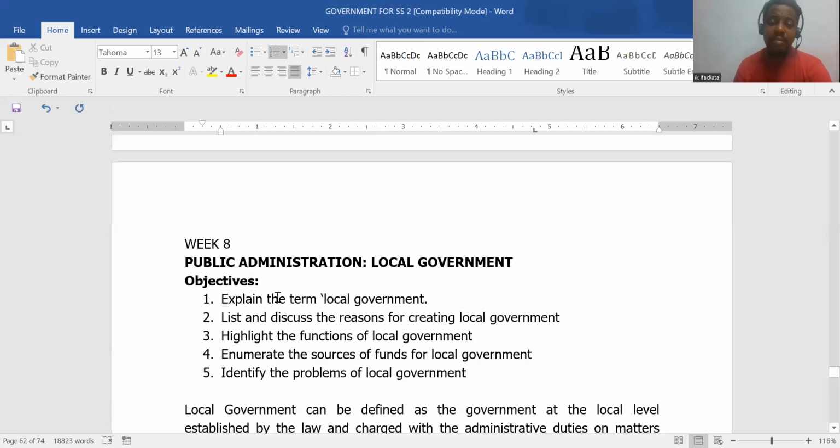We looked at the term local government, what it means. We saw the reasons for creating local government. We saw their functions. We saw where local government gets their funds from. And then some of the challenges that face local government. Remember, whenever I give us challenges, can you propose solutions to these challenges? Do you understand the problems well enough to propose solutions? If you can do that, you are good to go.